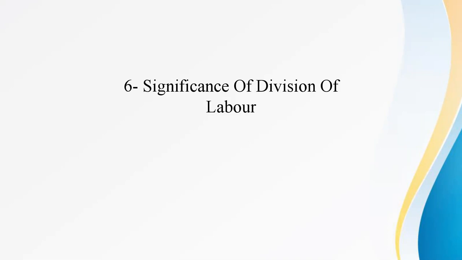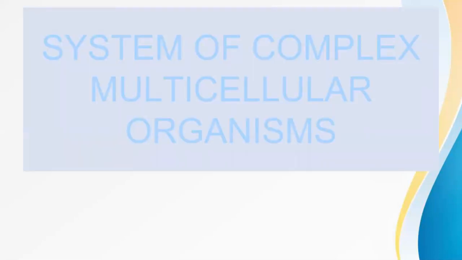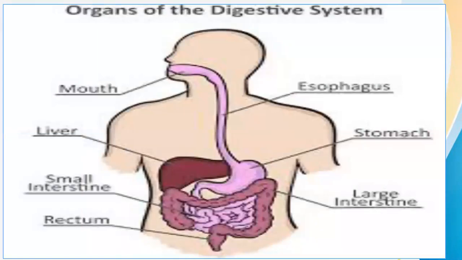Now we are going to move on to the next slide. System of a complex multicellular organism. We are taking here the example of a human being. We have different systems. We will talk about them one by one. On your screen, you can see organs of the digestive system.